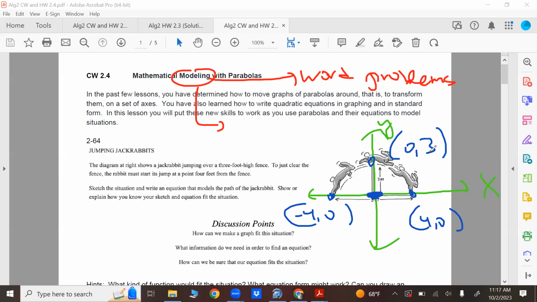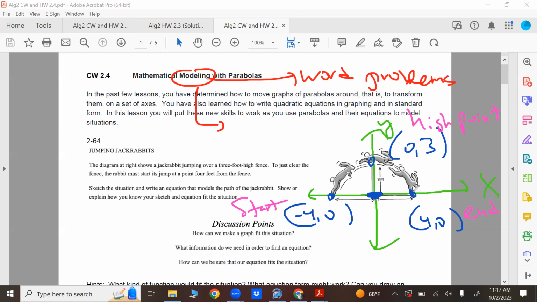Good. So there we go. So we have start, high point, and end. Very simple, right? Should not be that hard. But you gotta model it correctly to make sense of it. So we start at (-4, 0), get a high point of (0, 3), and end at (4, 0).